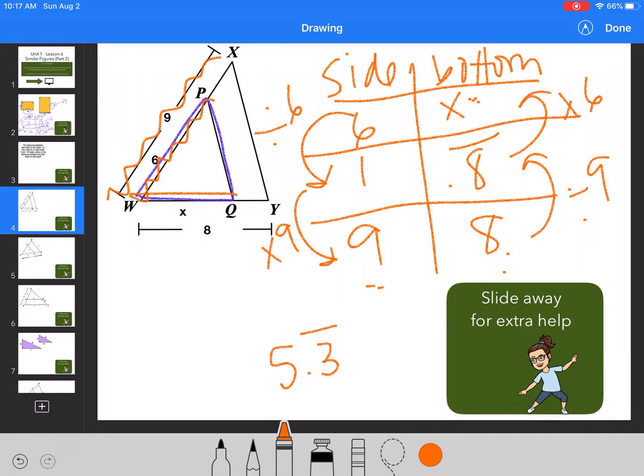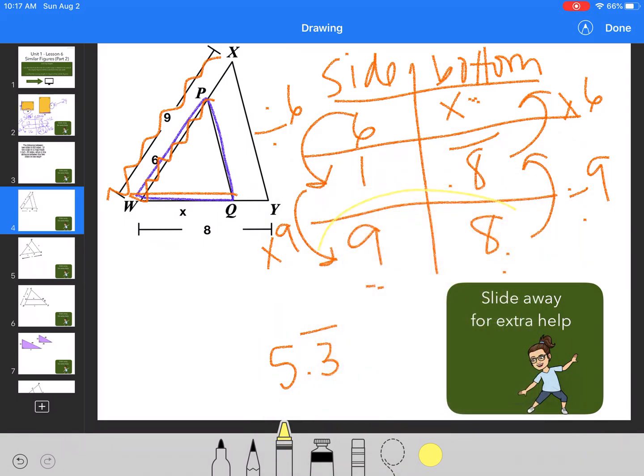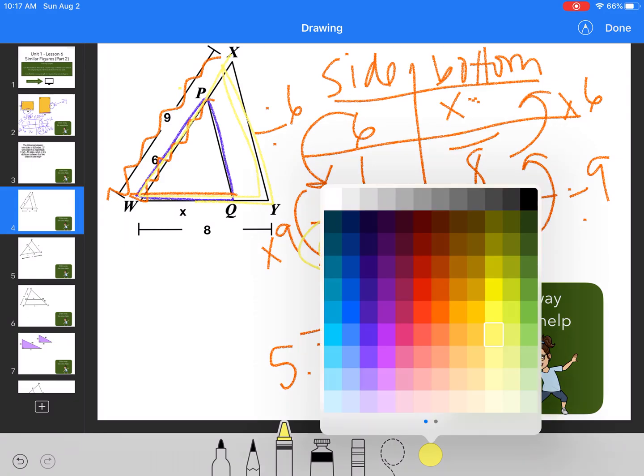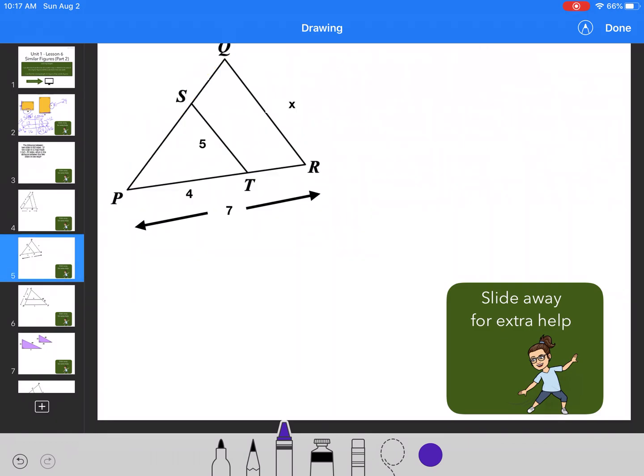So I'm just going to take a second. I'm going to switch colors. So I know the 8 and the 9 go together because they're on the bigger triangle. The 8 and the 9 are on the bigger triangle. The 6 and the x are on the smaller. So when I make my table, I have to make sure they correspond somehow. All right, here we go again.